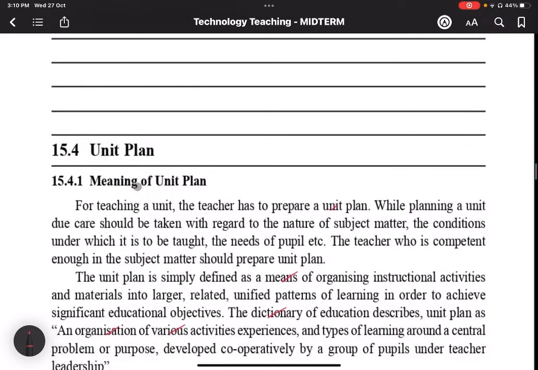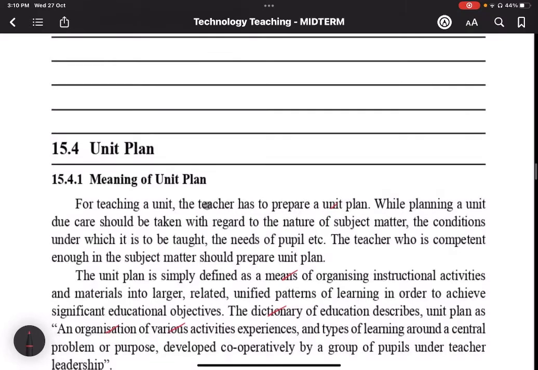Okay, unit plan, meaning of unit plan, baka malito kayo, yung dinefine natin sa taas is unit. Ang dinidefine natin ngayon ay unit plan. So ano daw yung unit plan? Ito yung ating ginagamit for how to divide the unit. So the teacher has to prepare a unit plan. While planning a unit, due care should be taken with regard to the nature of the subject. So pag magpaplano daw, nakadepende sa nature ng subject mo. Condition under which is to be taught, paano mo ituturo, at ano yung pangangailangan ng mga students.